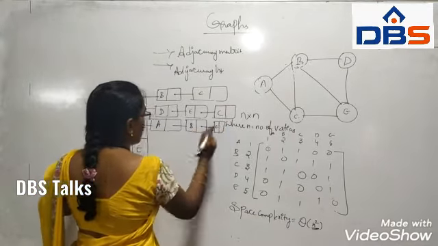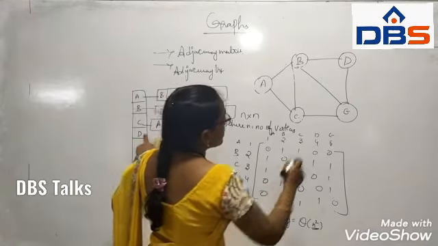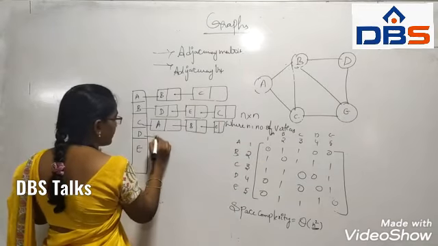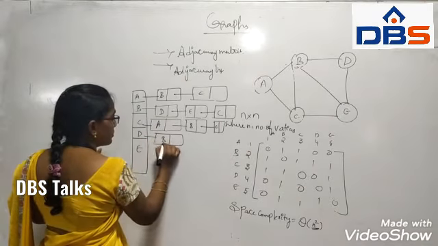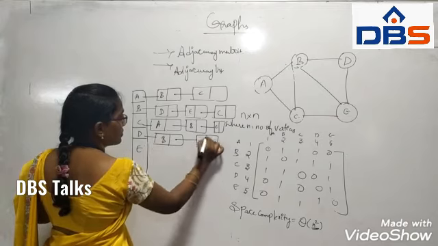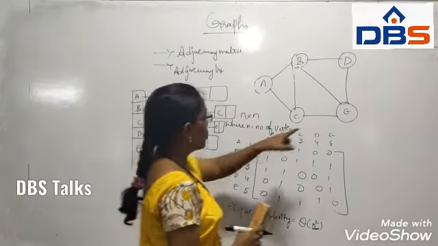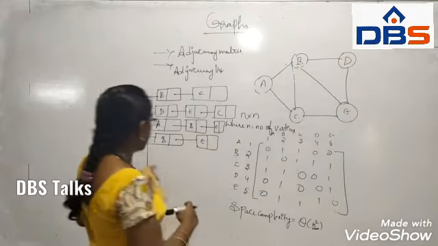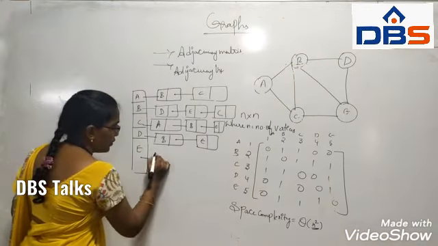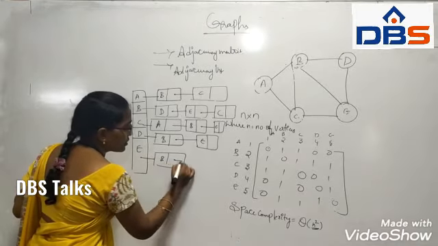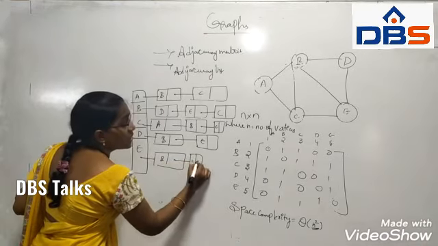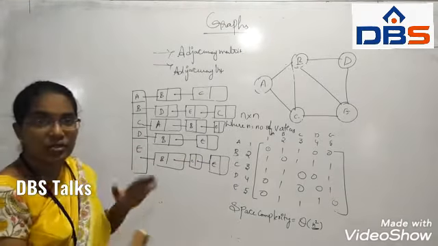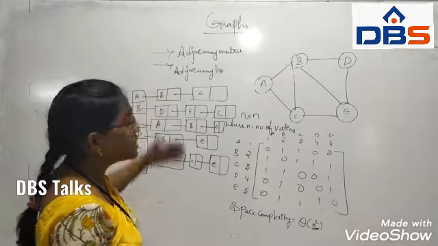Next for the node D, B and E. Next for the node E, B, C and D. Just like this we are going to represent the graph by using the adjacency list.